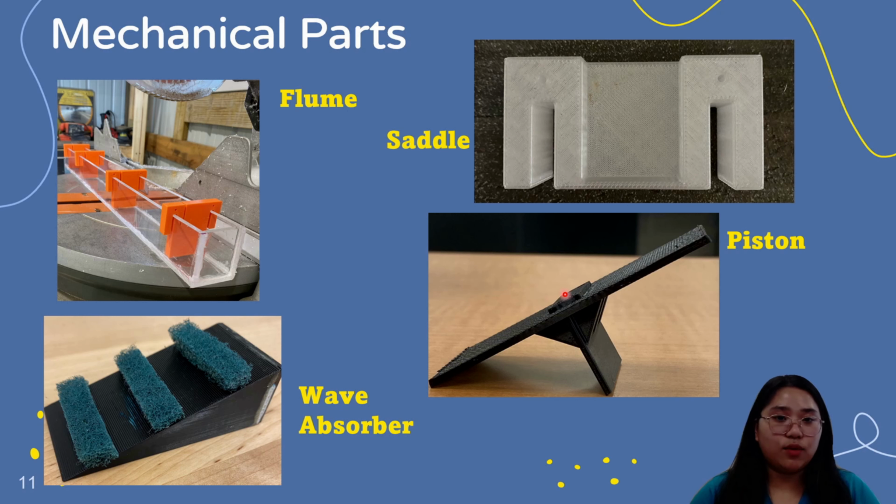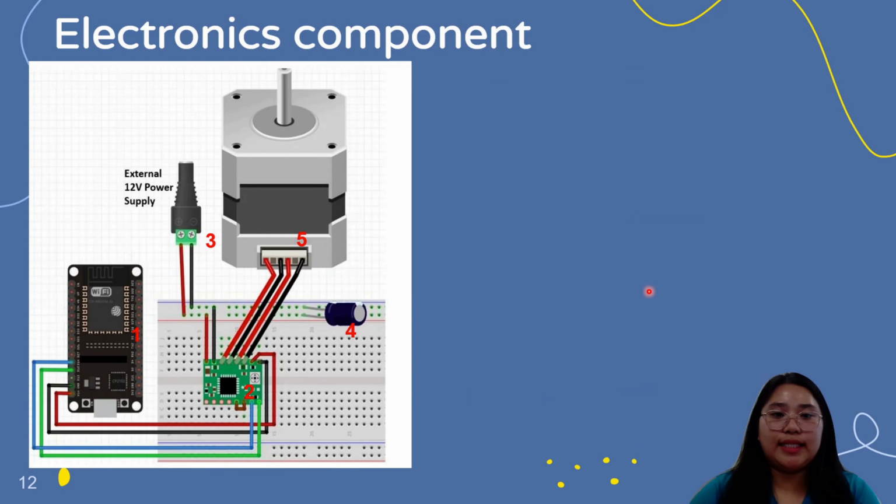So to avoid that, I added that little knob right there, which is like a spacer to create that little space in between the saddle and the piston. So, going into the electronics component of the project.